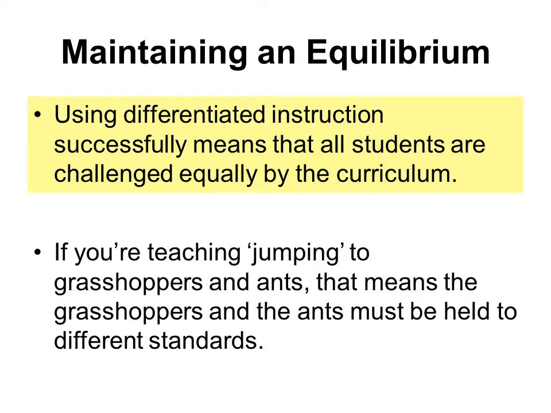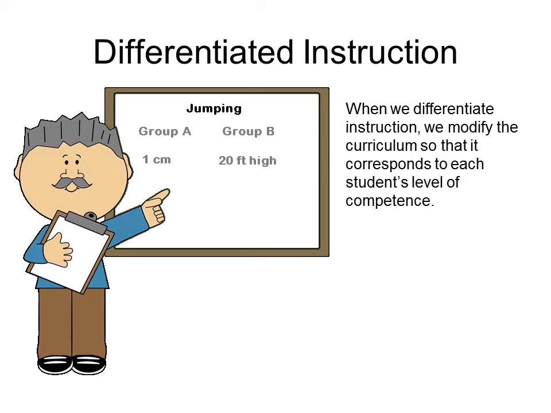Differentiated instruction is all about maintaining an equilibrium. If you have a differentiated classroom, that means your ants and your grasshoppers are held to different standards. So how do we differentiate instruction? Well, we might group our students.